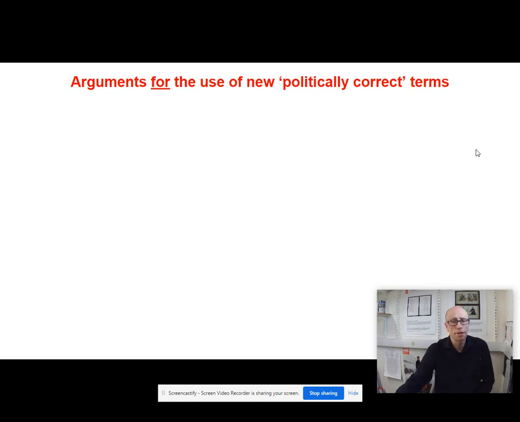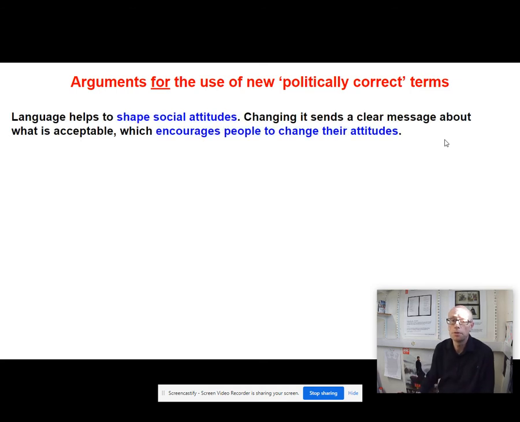Okay, so let's think about some of the arguments that people make for the use of PC language. Primarily, this language helps to shape social attitudes. By encouraging people to use words like flight attendant rather than stewardess, it sends out a clear message to people that they shouldn't have these stereotypical expectations that people who work in aeroplanes are necessarily going to be female. So it encourages people to change their attitude. It challenges their assumptions about things.